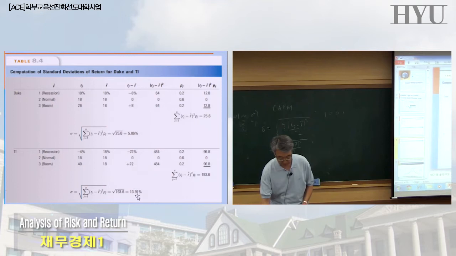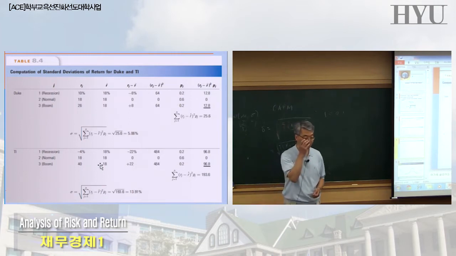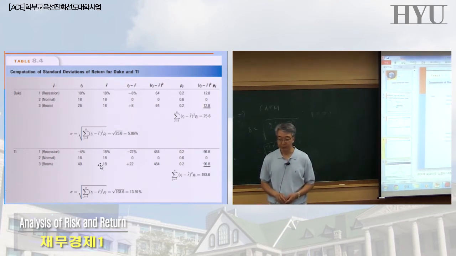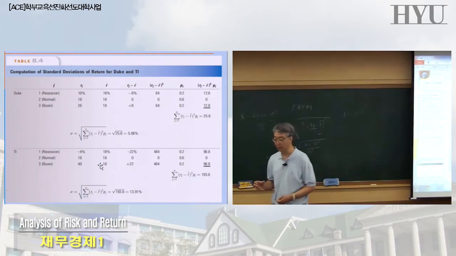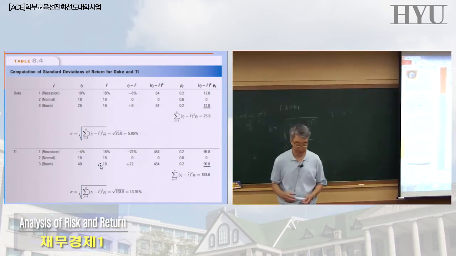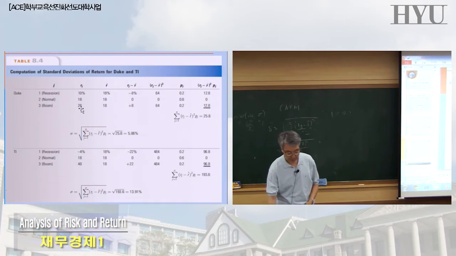Standard deviation of TI stock was 13.91%, almost 14%, right? So as we see in this variation, by just looking at the variation in the return values, the TI stock has a lot more variability, okay? And variability is what we mean by risk in finance. When we say risk in finance, we're simply talking about variability or uncertainty. So you can say TI stock is a lot riskier than the Duke stock, based on the standard deviation.